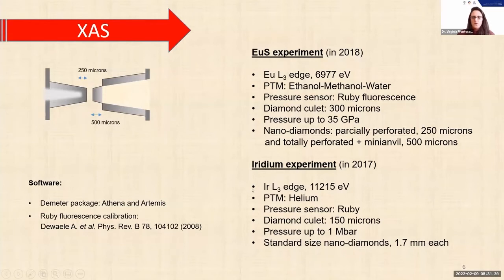In iridium, we measured at the iridium L3 edge in transmission mode. In this case, we use standard size diamonds. You can see the difference between these normal diamonds and the nanodiamonds; they are around 1.7 millimeters each. And we could increase the pressure up to 1 megabar. And in this case, we use helium as pressure transmitting medium.